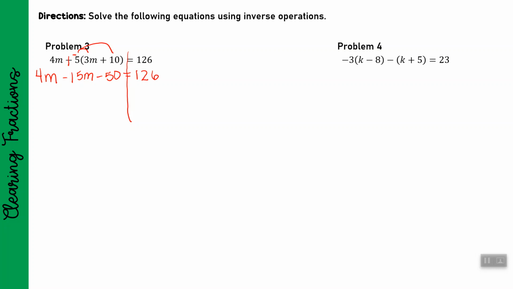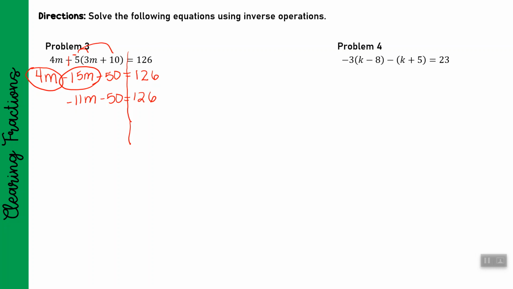Again, there's more than one way to do these, but I'm always going to say when I do these problems is to simplify first. So I can still simplify this left-hand side. I have a 4m and a negative 15m. When I combine those, I'm going to get negative 11m minus 50 equals 126. Now, negative 11m and negative 50 are not like terms. One has an m, one doesn't. 126, well, that's the only number over there. There's nothing else I can simplify.